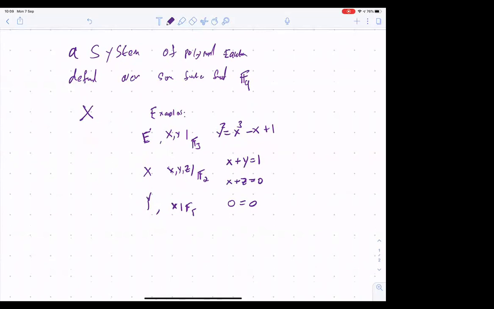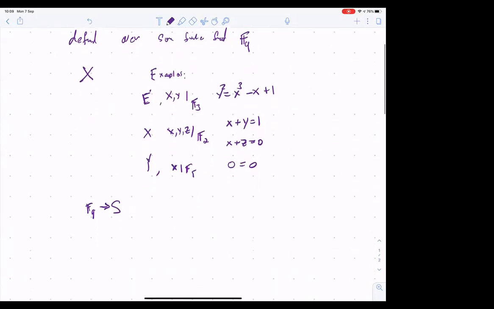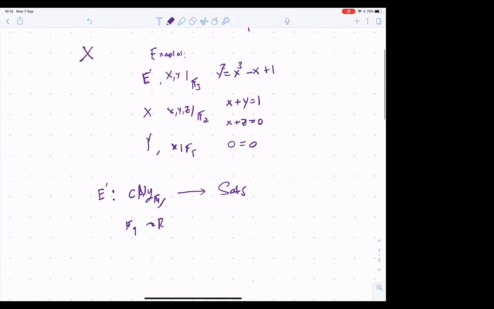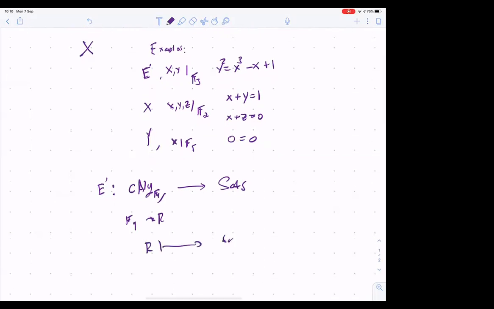looking at the system of equations, we know that the modern perspective of thinking about a system of polynomial equations is through the realm of algebraic geometry, as a scheme. So given any algebra over our field, we have a functor. Given a system of equations, E prime for example gives us a functor from commutative algebras under our field F_q, which means just rings with a map from F_q, to sets, sending an algebra R to the set of solutions.